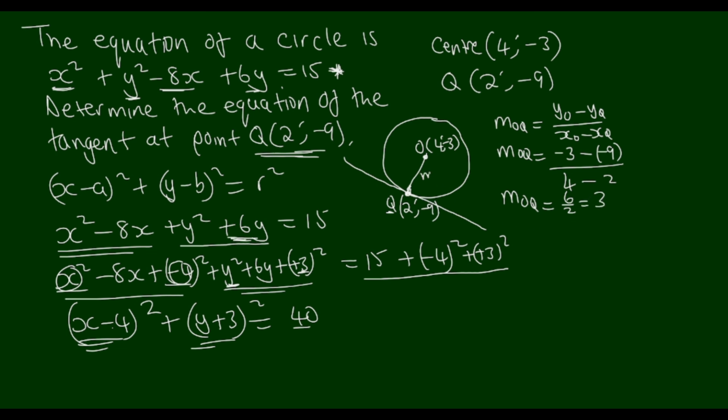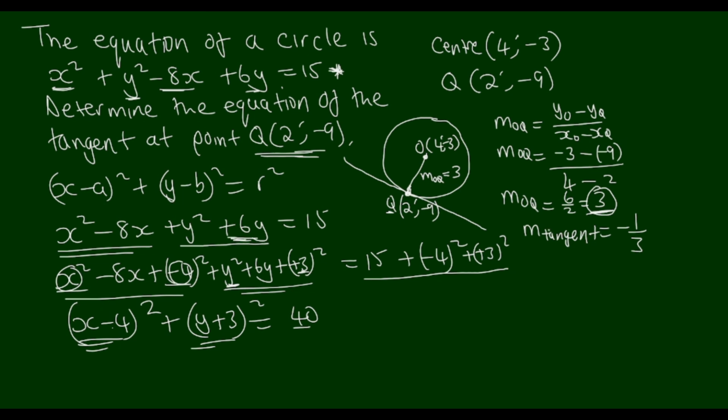Now this is the gradient of the radius. What will be the gradient of the tangent? The negative reciprocal of 3. You can use this equation: m of OQ times m of tangent is equal to negative 1. But you can see that the negative reciprocal of 3 is negative 1 over 3. So the gradient of the tangent is equal to negative 1 over 3.